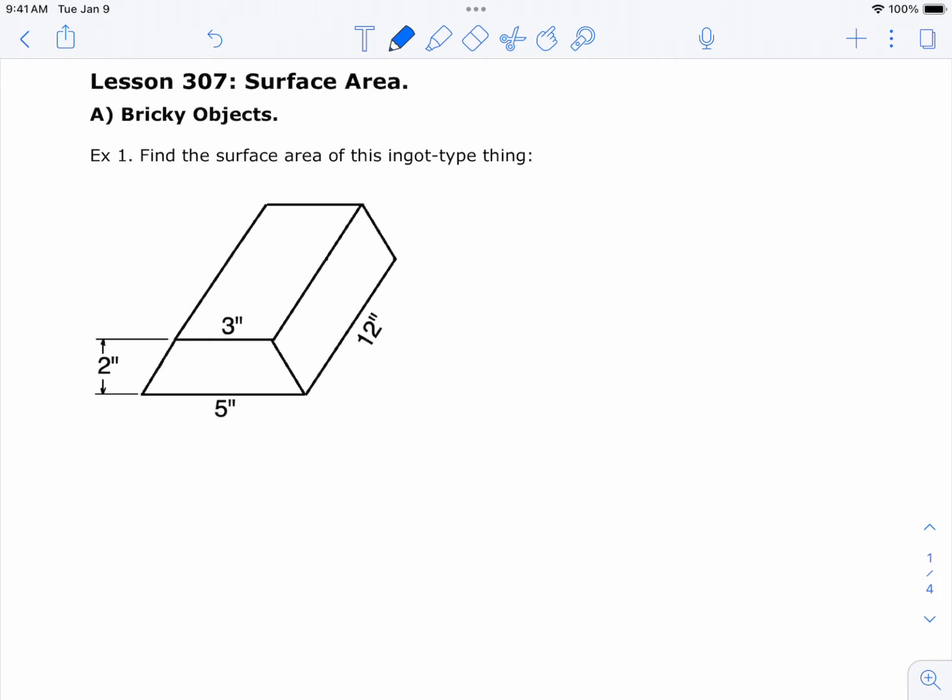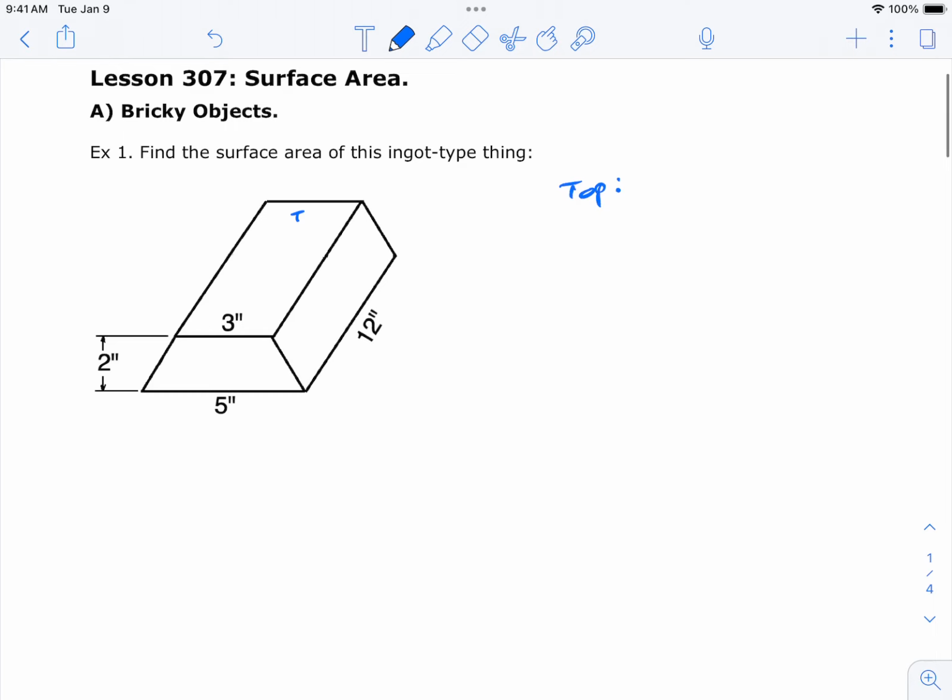Call this the top right here. The top might be the easiest to find because it's a rectangle, and you can see that it's 3 inches this way and 12 inches this way. So the area of the top is 3 times 12 equals 36, and you should put your units just to be safe: 36 square inches. 1 down, 5 to go.